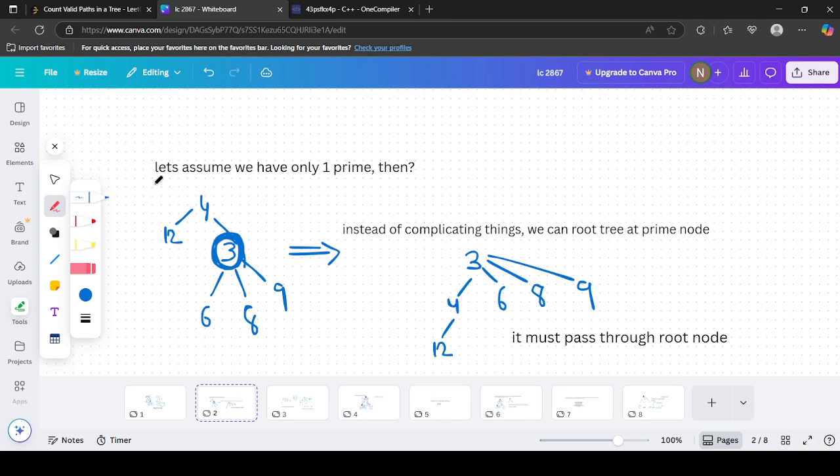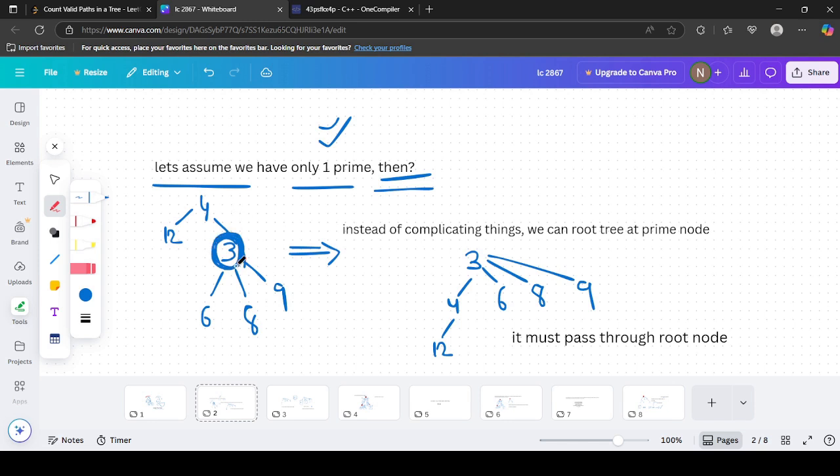So now let's assume we only have one prime, because it is given that we should have only one prime. So for now, let's assume the most basic case, which is what if the tree has only one prime? Then how can we find the answer? So this is the root, right? Let's assume this is the prime node.